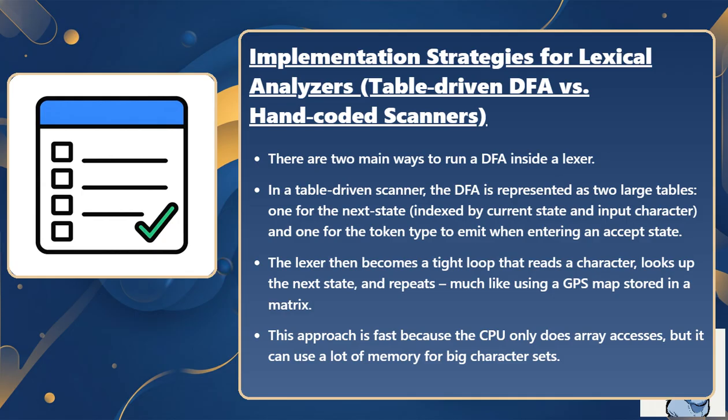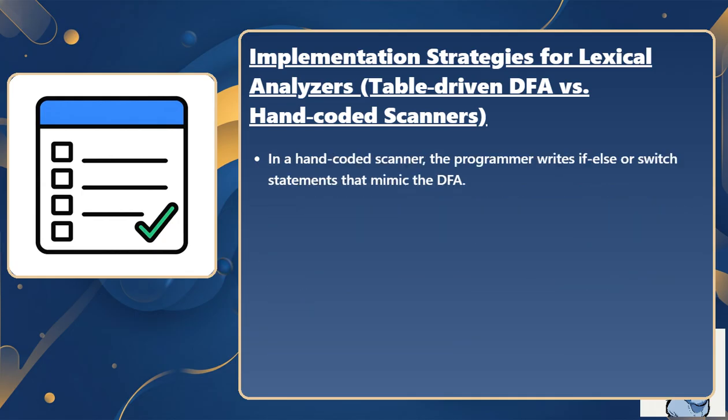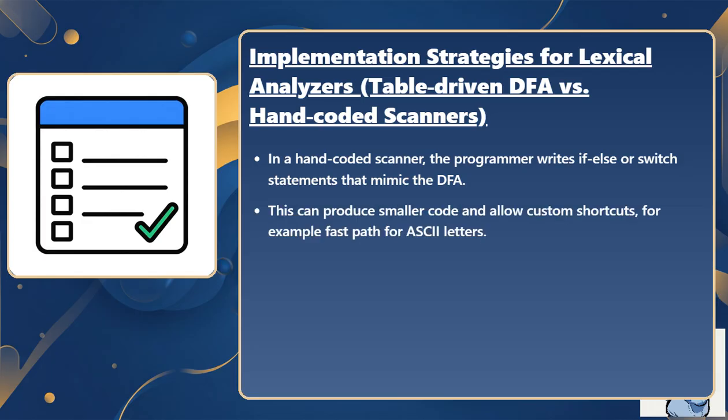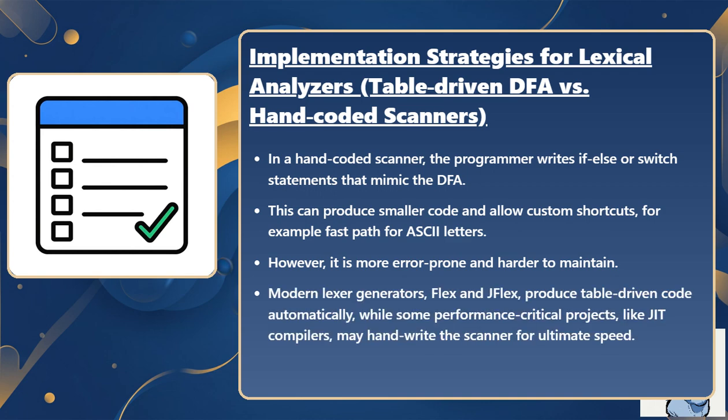In a hand-coded scanner, the programmer writes if-else or switch statements that mimic the DFA. This can produce smaller code and allow custom shortcuts, for example a fast path for ASCII letters. However, it is more error-prone and harder to maintain. Modern lexer generators like Flex and JFlex produce table-driven code automatically, while some performance-critical projects like JIT compilers may handwrite the scanner for ultimate speed.